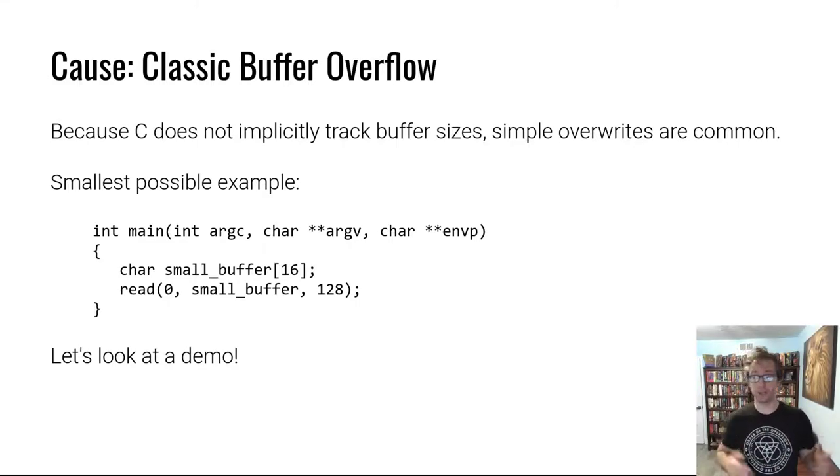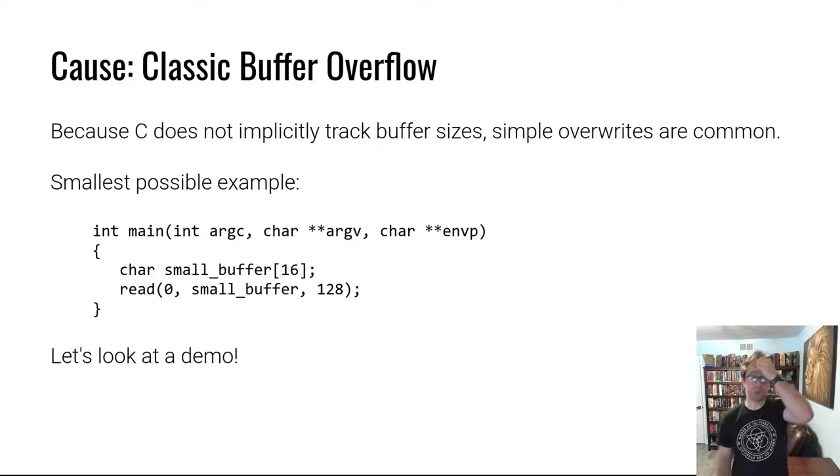This is what I discussed in the last video. It's just very simple. You have a buffer, it has a size, and you write too much data into that buffer, and you overwrite it and clobber the stack. This happens a depressing amount, and it happens because C does not implicitly track sizes of objects. If you want to be careful about sizes, you have to have checks all over your code to be extremely careful, and it's very, very easy to forget these checks, right?